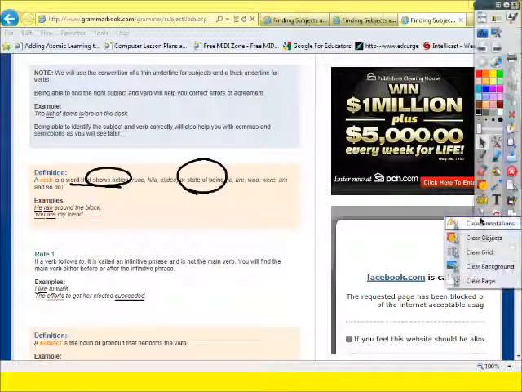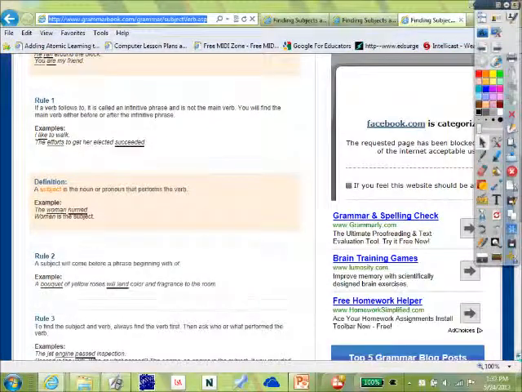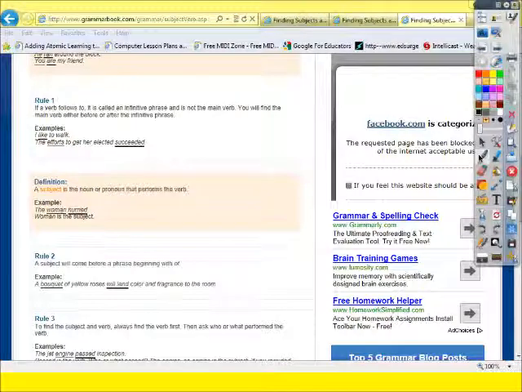Second thing, the noun, the subject of the sentence. The subject is a noun or a pronoun that performs the verb. It is what the sentence is about. The woman hurried. Well, who's hurrying? The woman. You can ask yourself, who is the sentence about? What is the sentence about? That will give you the subject.